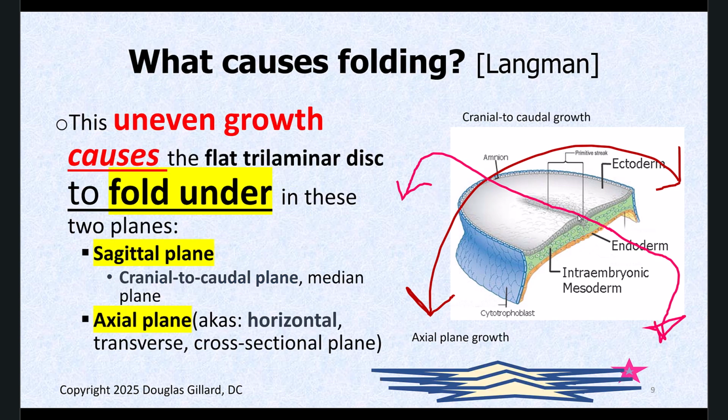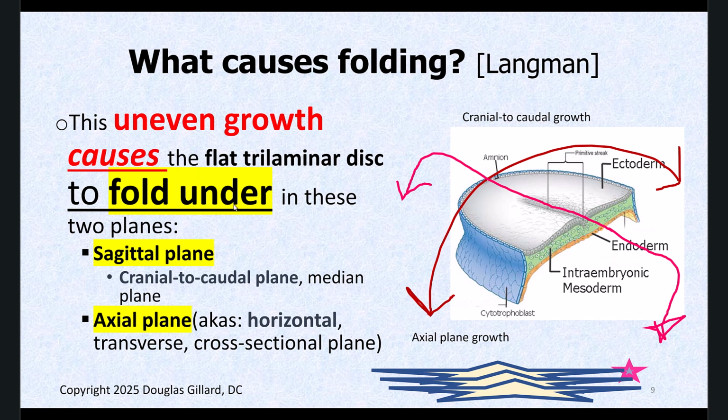And what causes the folding? Well, the folding happens because this top layer, the ectoderm, grows faster than the endoderm. Endoderm barely grows at all, and this is growing laterally really, really quickly. So the endoderm acts as a pivot point, and it kind of bends around, as we'll see in a second.